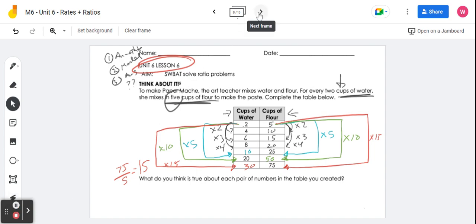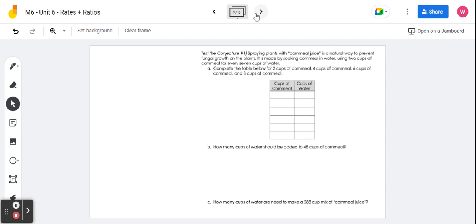Alrighty, let's move on to the next question. The next question reads, we have the following table where it says spraying plants with cornmeal juice is a natural way to prevent fungal growth on the plants. It's made by soaking cornmeal in water and using 2 cups of cornmeal for every 7 cups of water. So once again, number 1, what are we going to annotate? What are the 2 terms that we are comparing? Well, we have cornmeal and water, and we have 2 cups of cornmeal for every 7 cups of water.